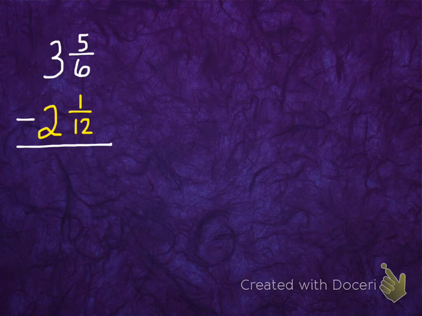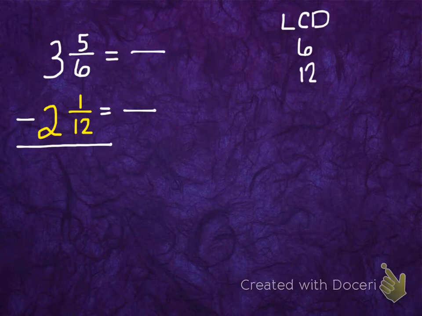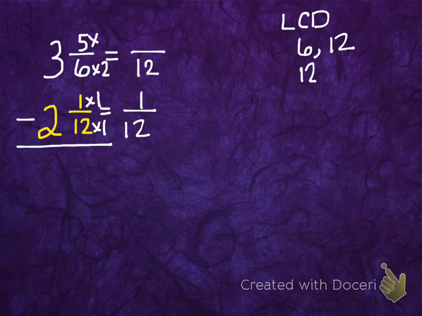Here I've got, this one's a little bit easier. I've got 3 5/6 minus 2 1/12. So just by looking at the denominators, lowest common denominator, I've got 6 and 12. Well, I know that the next multiple of 6 is 12. So my common denominator, the lowest one, is 12. Now 12 times 1 is 12, so 1 times 1 is 1. 6 times 2 is 12, so 5 times 2 is 10.